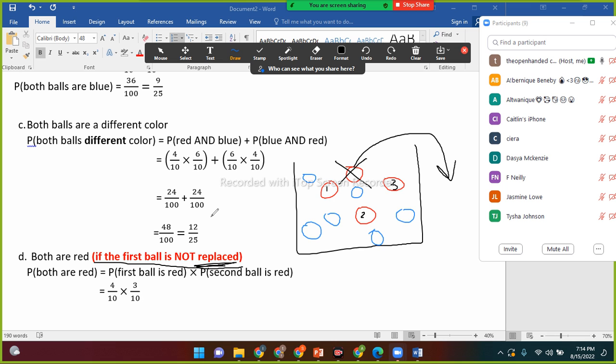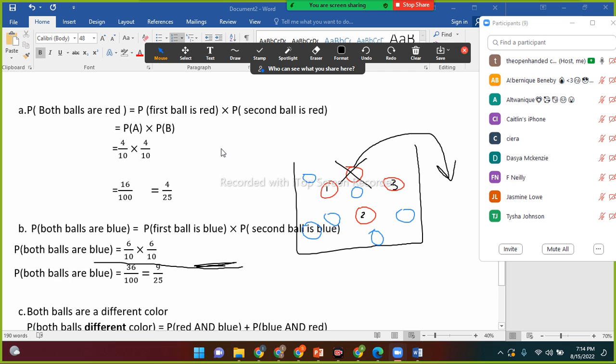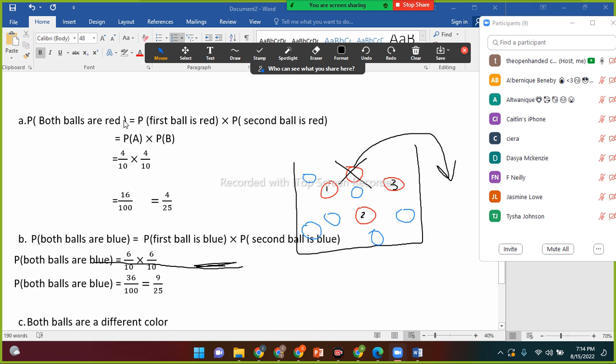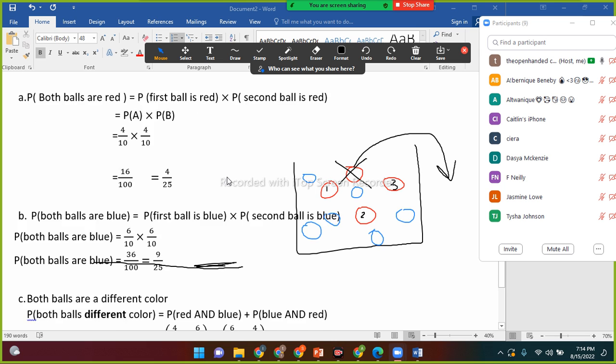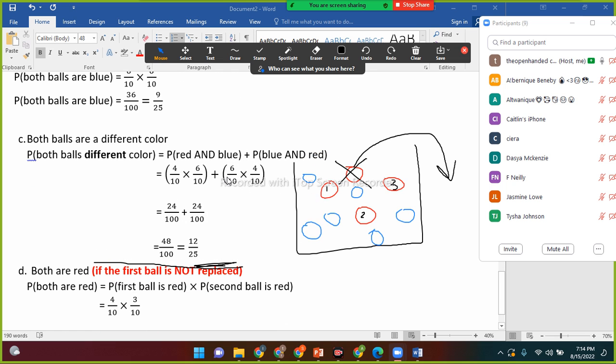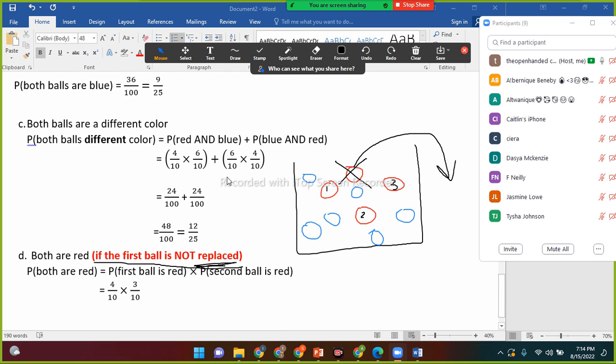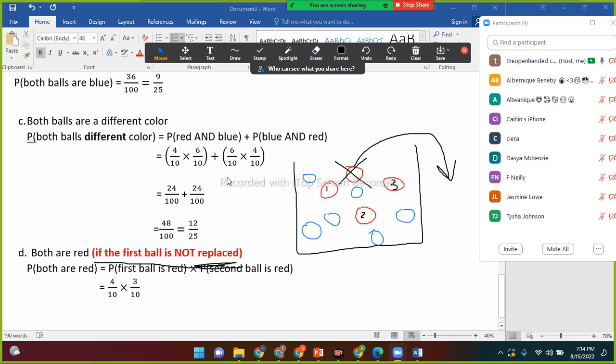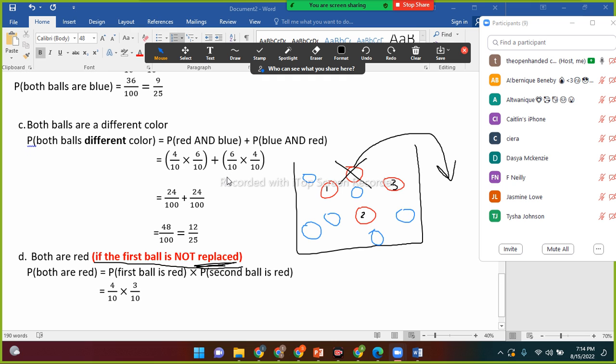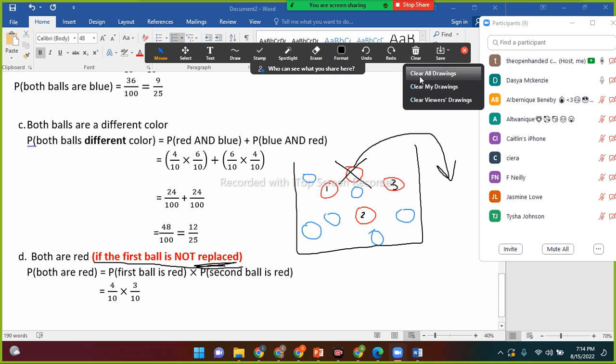But in the ones we did before this, they said both balls are red, but they told us in the question you could replace it. So you could put the first ball back, so that it would have been 4 over 10 again. But in this one, we can't replace the first ball, so we have to leave it outside. So it's 3 over 10. Okay, do you all understand it, or should I explain it again? I understand.